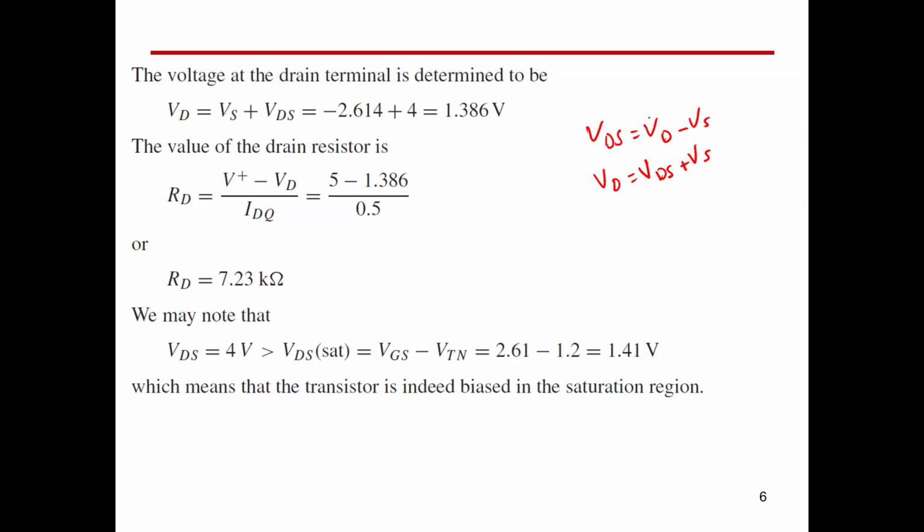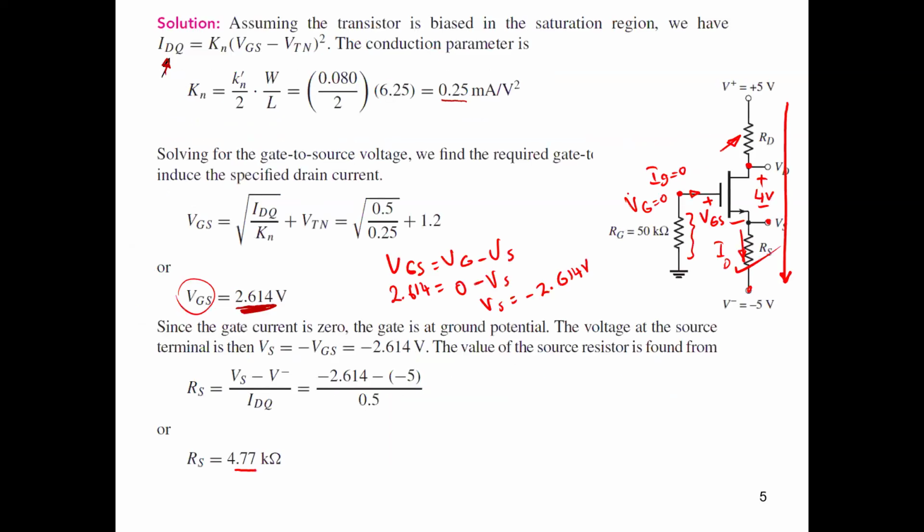So VDS is 4 volt. This is given. Plus VS, we just said it's minus 2.614. So from this point, guys, we got the potential volt at point D. So VD became a known value. So this volt now is known. So we can say this RD equals 5 volt minus VD divided by ID.